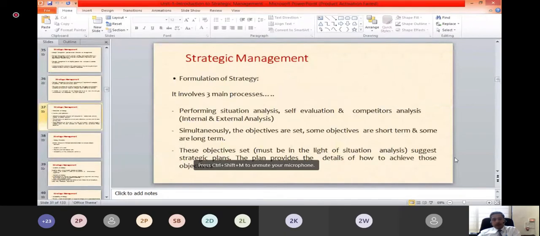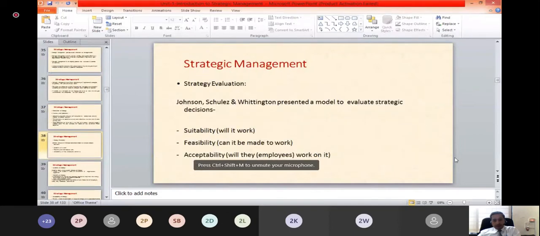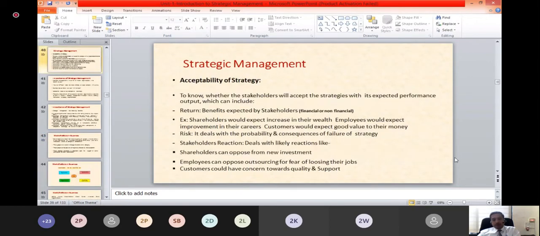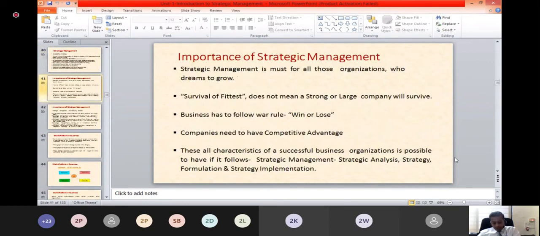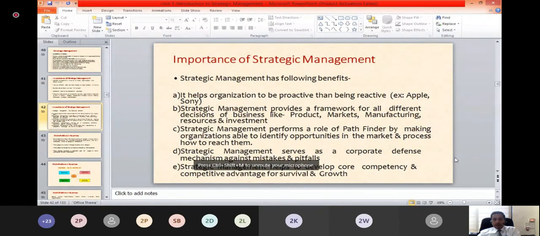In strategic evaluation, we saw that there can be three parameters which are important, and this model given by Johnson, Scholes and Whittington, they have given this model to evaluate the strategy. That model suggests three important parameters, that is suitability, feasibility, acceptability. That also we have discussed in detail. Then we saw the importance of strategic management, how the strategic management is important for an organization, that we discussed.